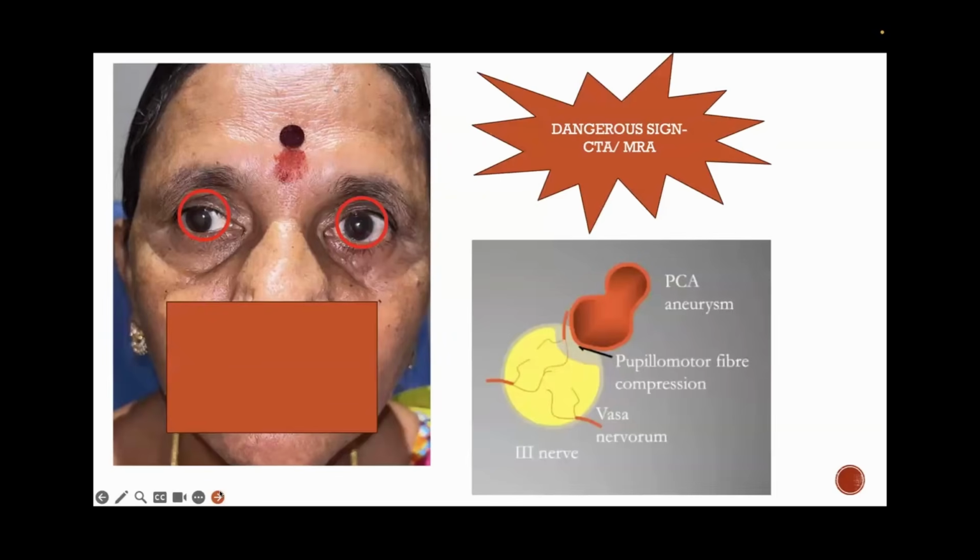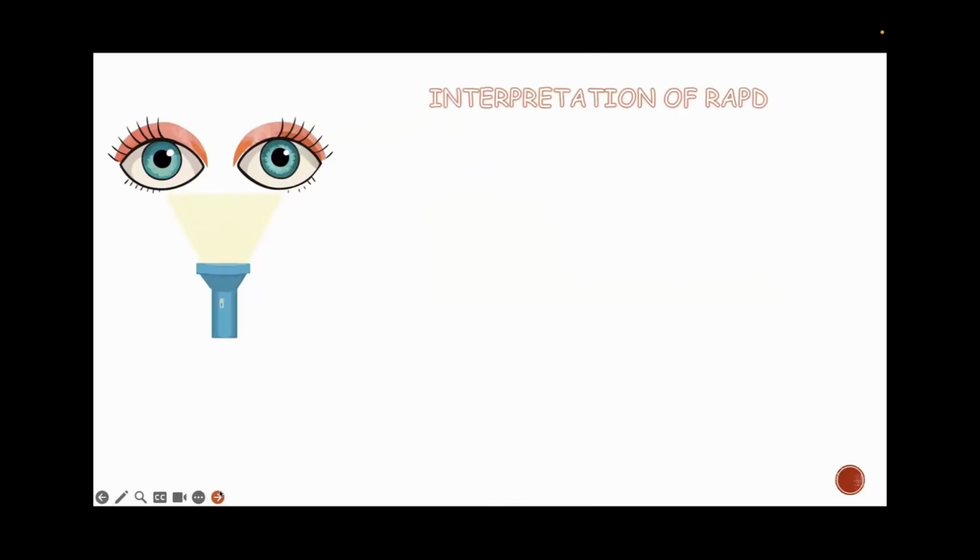So this patient was evaluated. Luckily, she did not have anything of the sort. So even though in 20% of ischemic mononeuropathies the pupil can be involved, you have to do your due diligence. If you see the pupil involved in a third nerve palsy, it's better to do the neuroimaging.